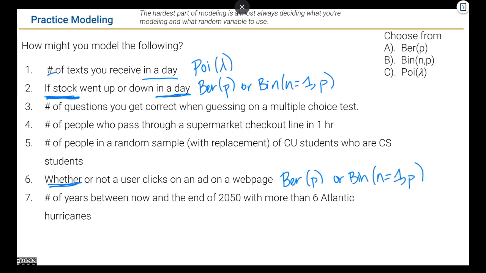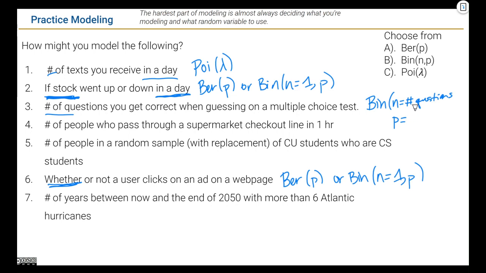Number of questions you get correct. So again, I'm looking at a number out of, in this case, n trials. Each trial would be 1 question on a given test. So n is the number of questions. And then p is the probability of guessing 1 question correct.